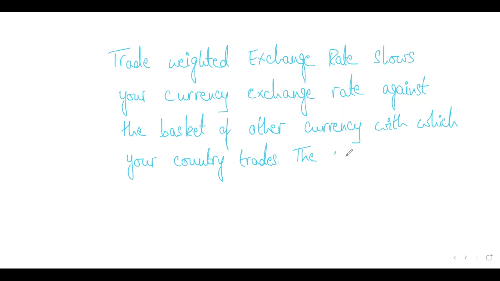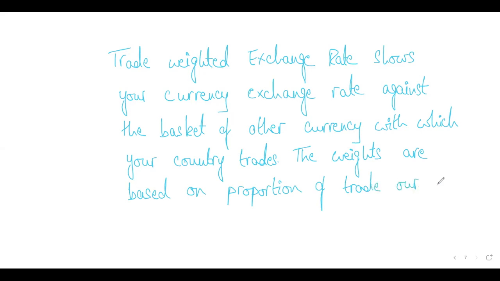The weights are based on the proportion of international trade that your country makes with each of those foreign countries. It is based on the proportion of trade our country undertakes with any foreign country, right? Is it making sense? Any foreign country. Is everyone clear on this?